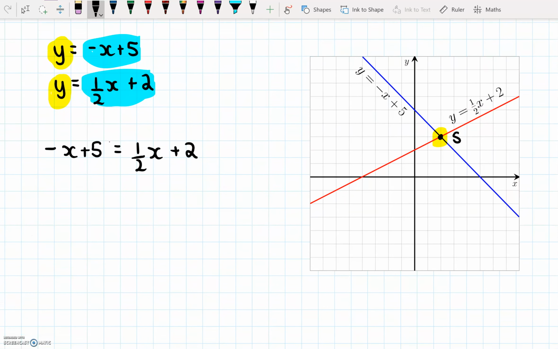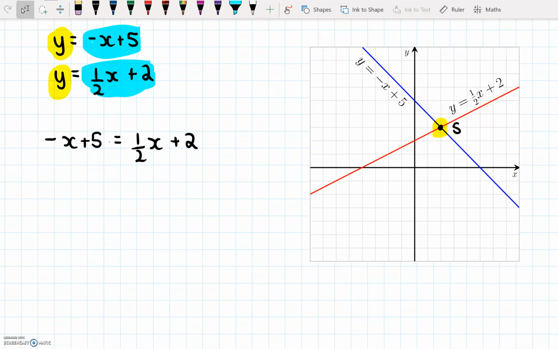Now you guys know that what I like to do when I get an equation like this is firstly try and get rid of that half. We want the 2 to go away because it's making our equation messy. So in order to do that, we multiply everything by 2. And I'm going to put the times 2 on the right side here because I'm out of space. Okay, so 2 times negative x is negative 2x plus 2 times 5 is 10 is equal to 2 times a half is just 1, so we have x, and 2 times 2 is 4.